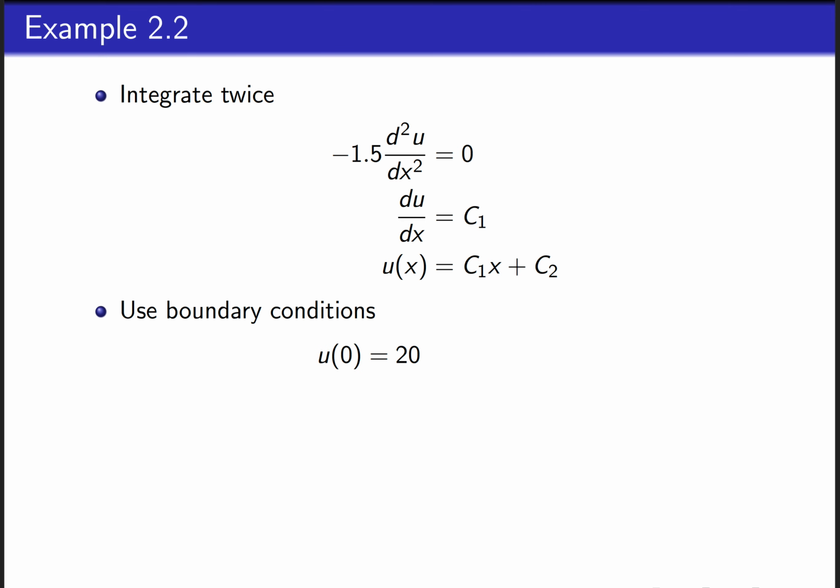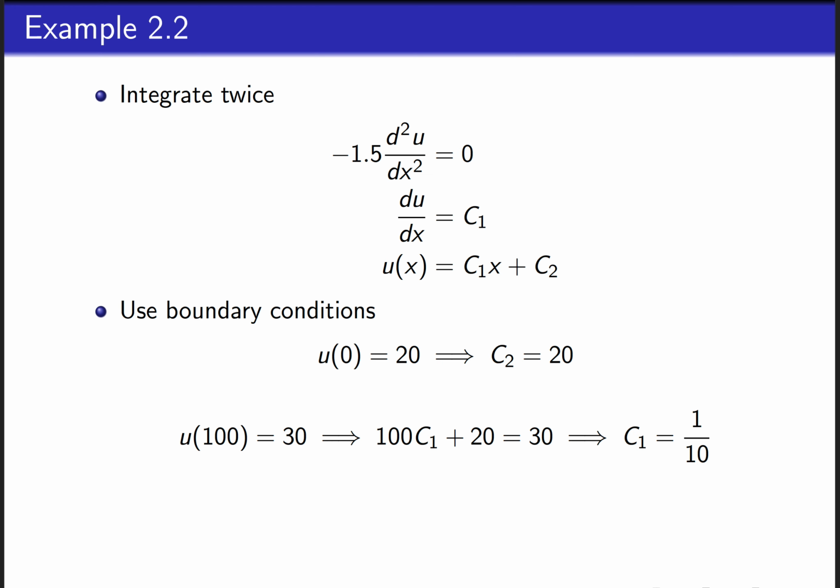Using the first boundary condition, we have that u evaluated at 0 is equal to 20. Plugging this into our equation, we see this is simply going to give us that c2 is equal to 20, because u evaluated at 0 is, in fact, c2. Using the next boundary condition, u at 100 is equal to 30, this gives us the equation 100 times c1 plus 20 is equal to 30. Now, this is a simple linear equation that we can solve for c1, and it tells us that c1 is equal to 1/10. So therefore, our final solution will be 20 plus x over 10.